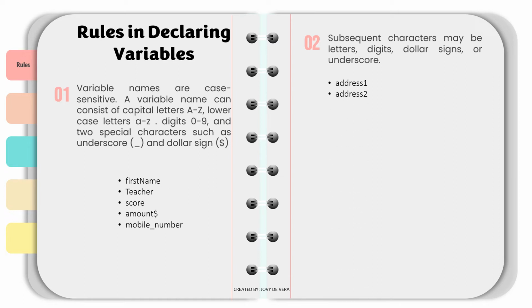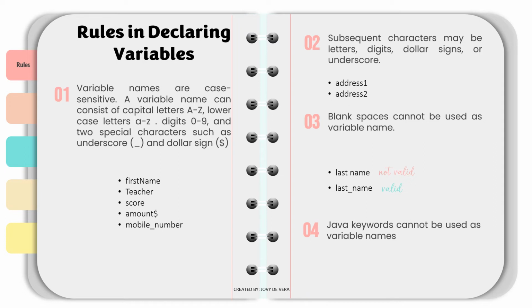So let's check. Subsequent meaning susunod. So pwede siyang after, lalagyan daw natin siya ng number, lalagyan ng $sign, at lalagyan ng underscore. Next. So blank spaces cannot be used in variable names. So do not put blank space. Instead, we are going to use underscore. Okay, replace the blank space with an underscore.